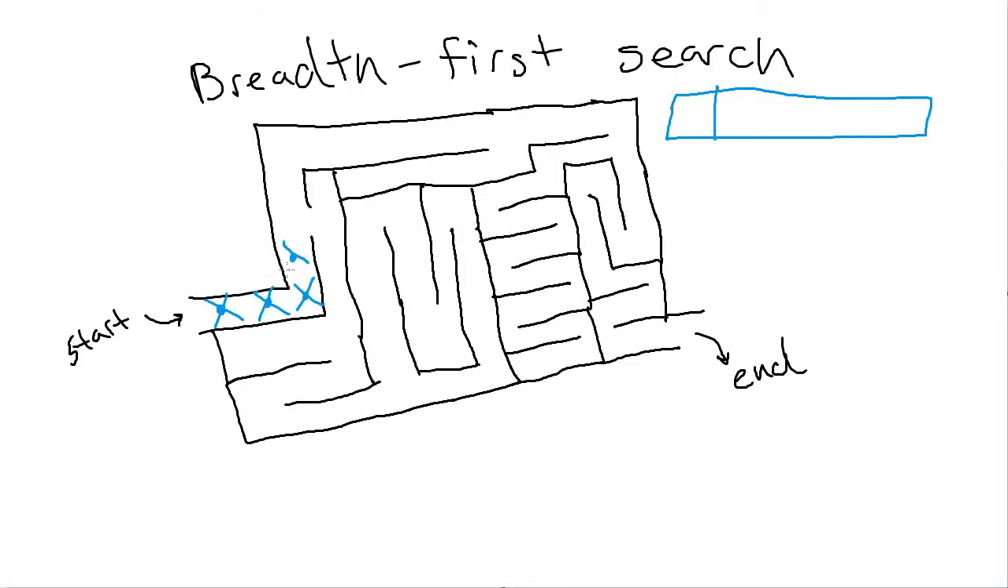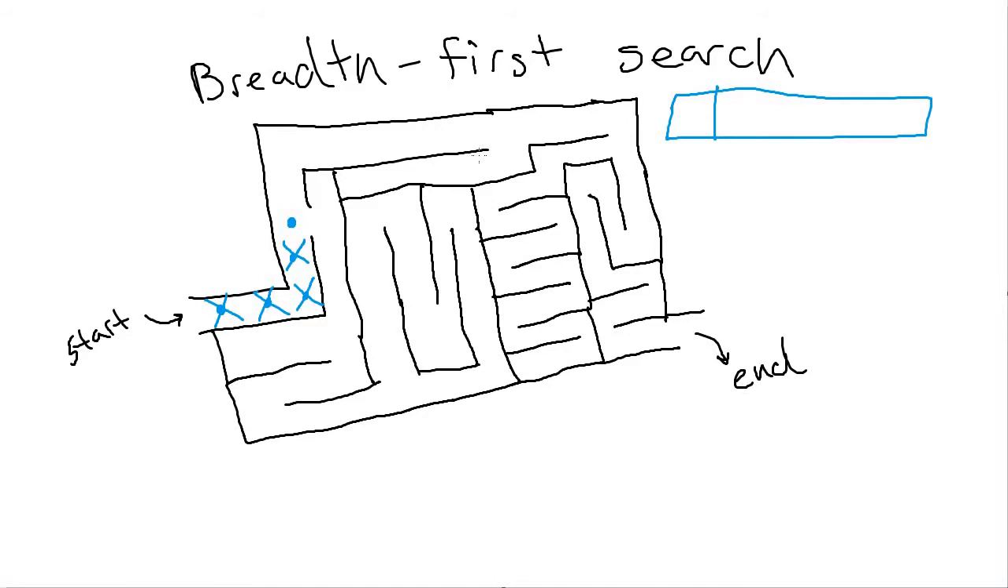We mark where we've been like that again, and then we look and see we can't go down, we can't go left, we can't go right, but we can go up. So we enqueue that. And then we find that that's the only one we can go, so we dequeue it out again, and that gives us this position for our next step in the maze.